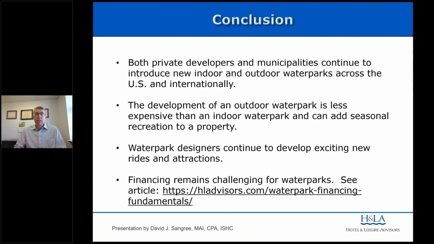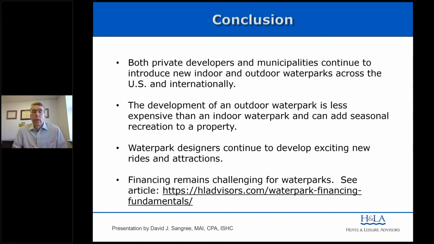Now, in conclusion, both private developers and municipalities continue to introduce new indoor and outdoor water parks across the United States and internationally. However, the COVID-19 pandemic has caused some of those new projects to be postponed a year because they didn't want to open up during the pandemic. The development of an outdoor water park is less expensive than an indoor water park and can add seasonal recreation to a region. However, if your goal is to be open year-round, then an outdoor facility may not be practical in many parts of the country.